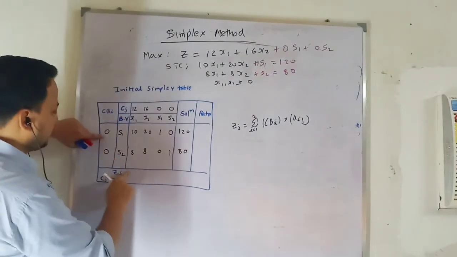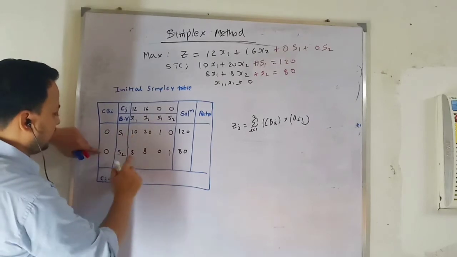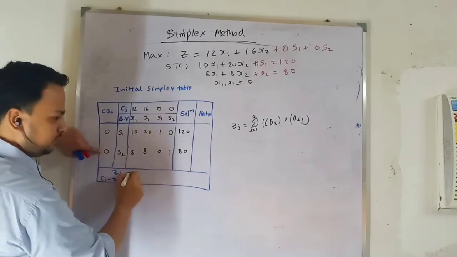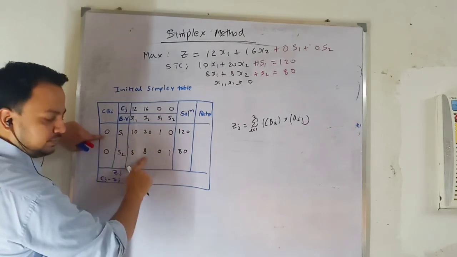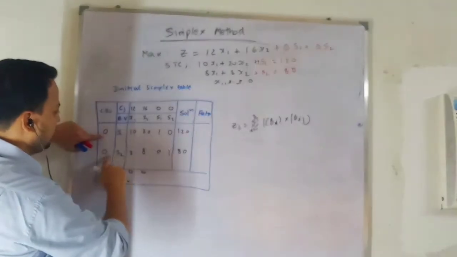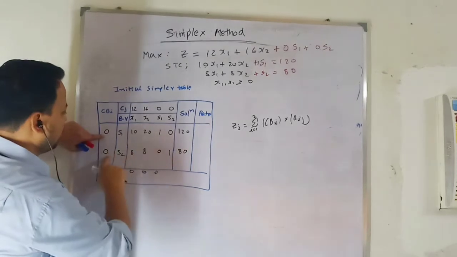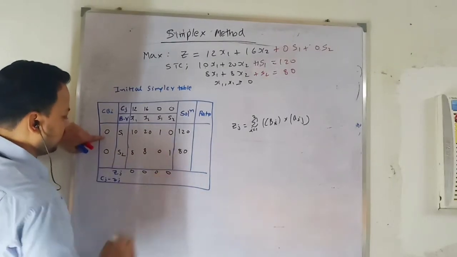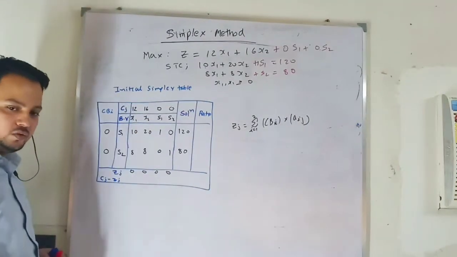So what will be the first element? 0 into 10 plus 0 into 8, how much? 0. 0 into 20 plus 0 into 8, 0. 0 into 1 plus 0 into 0, how much? 0. 0 into 0 plus 0 into 1, 0. Okay, my Zj value for the initial simplex table is 0.